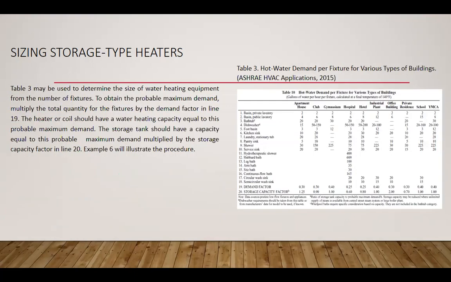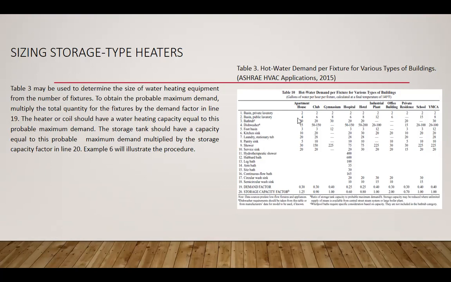Table 3 may be used to determine the size of water heating equipment from the number of fixtures. Kung available yung mga tao, bilang ng tao. If may fixtures na, so ito na. At water demand per fixtures from table from various types of buildings. So ito, isang method to. To obtain the probable maximum demand, multiply the total quantity for the fixture by the demand factor in line 19.